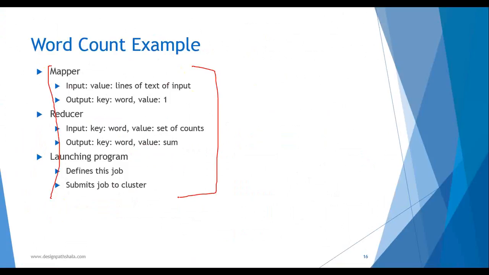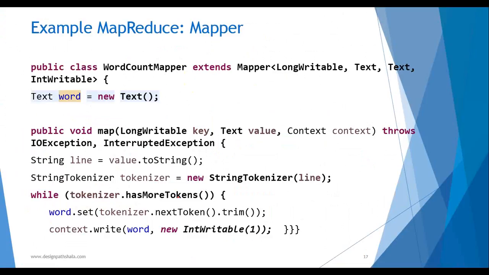So your mappers are created, and your mappers produce key and value pairs that are used by the reducer. Now let's look into the sample MapReduce program, what we discussed right now, and how that is used to process your data.